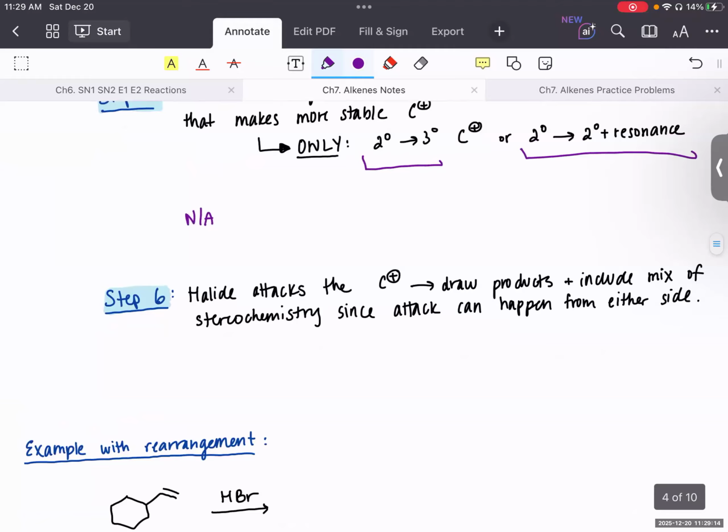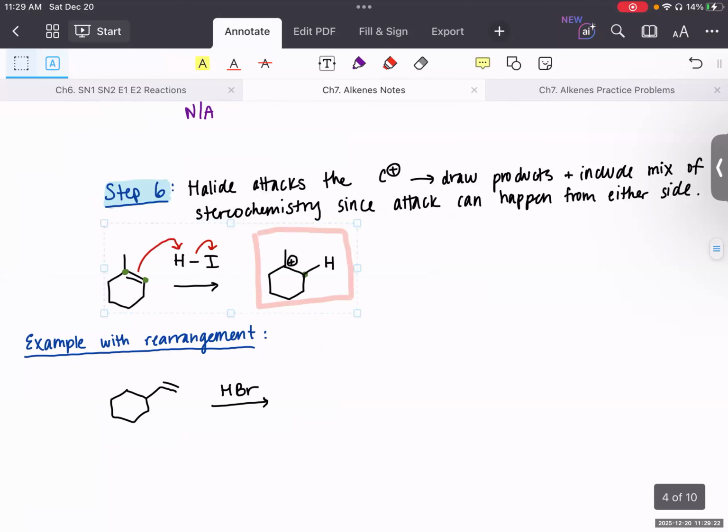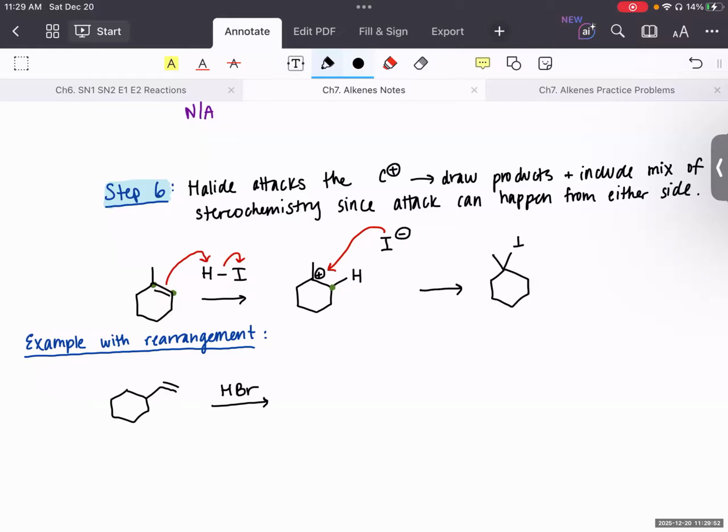All right, so now we can take a look at our last step. For this, I'm going to copy over our mechanism from here. Now we formed our intermediate here, and we decided that there's no rearrangement. In the last step, the iodine that we formed in the first step of the reaction, with that extra pair of electrons, will end up attacking that carbocation because that iodine has an extra pair of electrons and it can act as a nucleophile. And so then we end up having this as our final product.